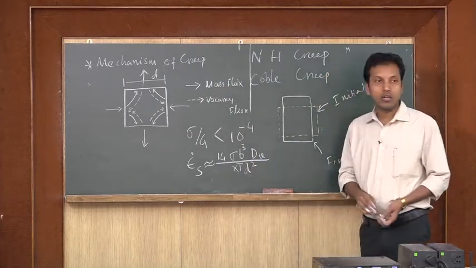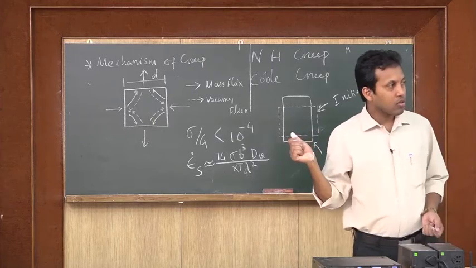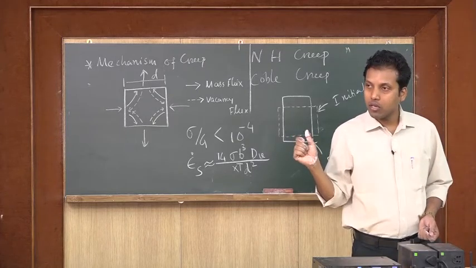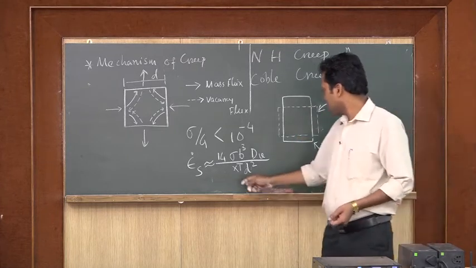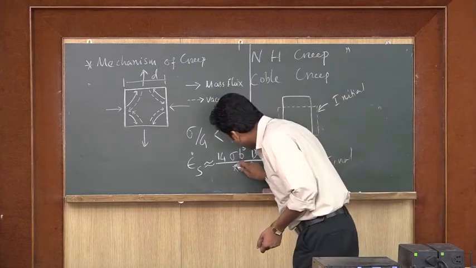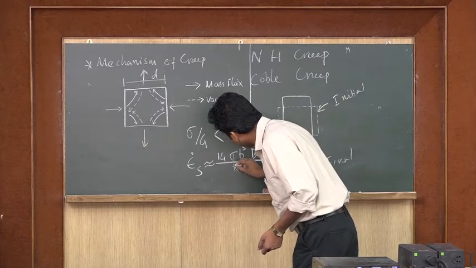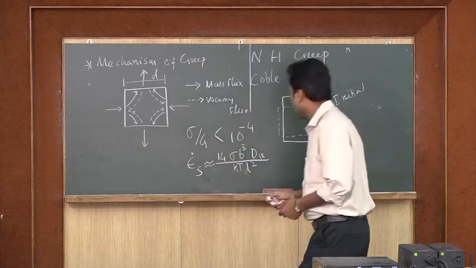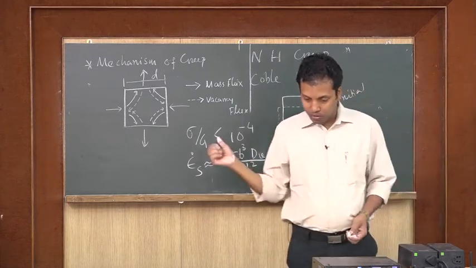Small d is the grain size. K is the Boltzmann constant. Yes, I think you have considered this K earlier, right? K is the Boltzmann constant, and d is the grain size, and from here we can see that grain size is in the denominator.